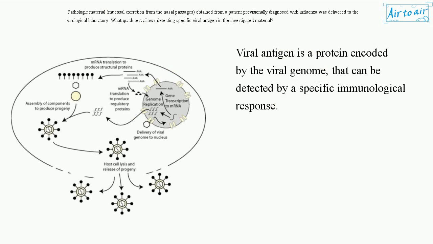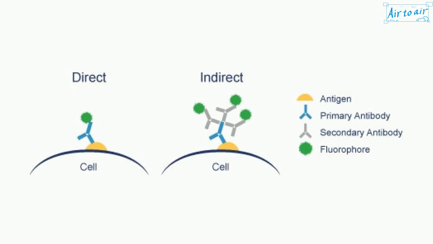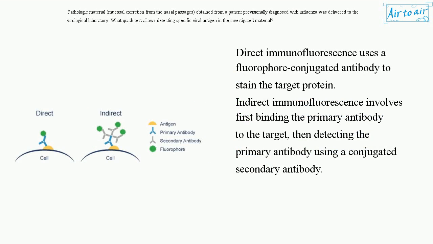Viral antigen is a protein encoded by the viral genome, that can be detected by a specific immunological response. Direct immunofluorescence uses a fluorophore conjugated antibody to stain the target protein. Indirect immunofluorescence involves first binding the primary antibody to the target, then detecting the primary antibody using a conjugated secondary antibody.